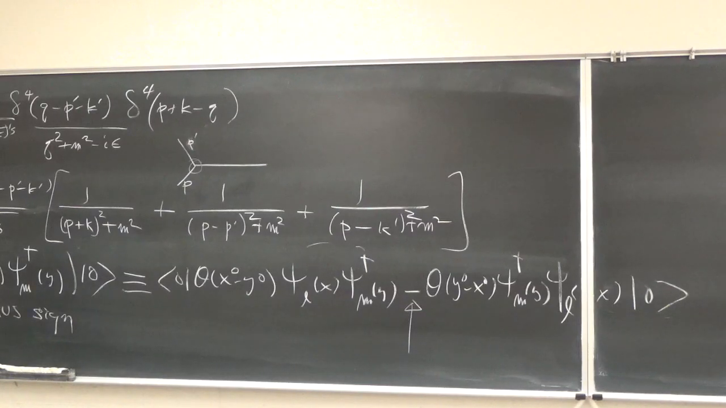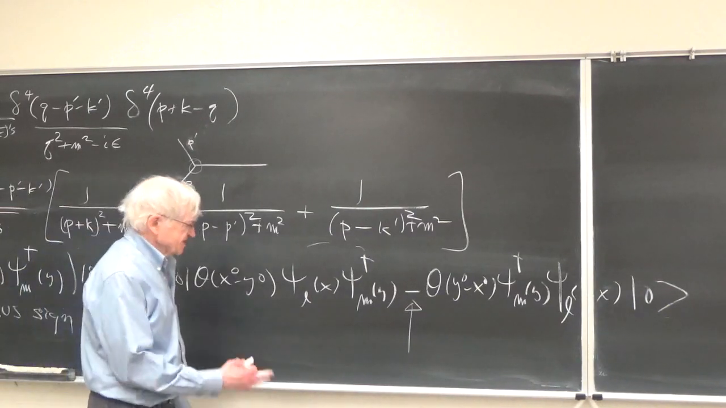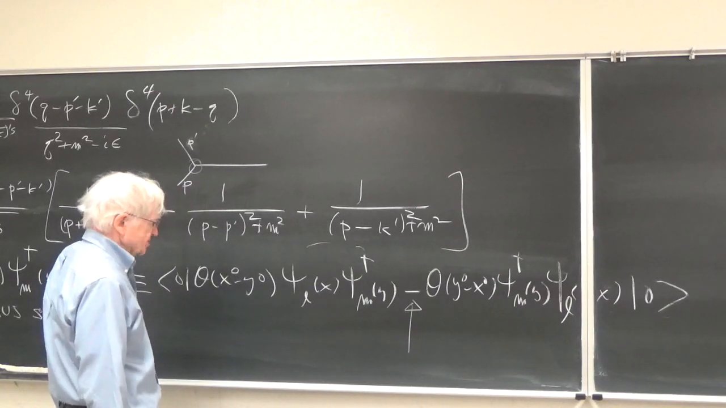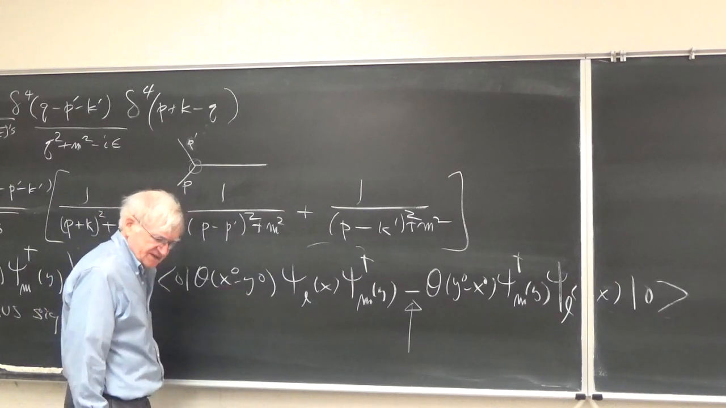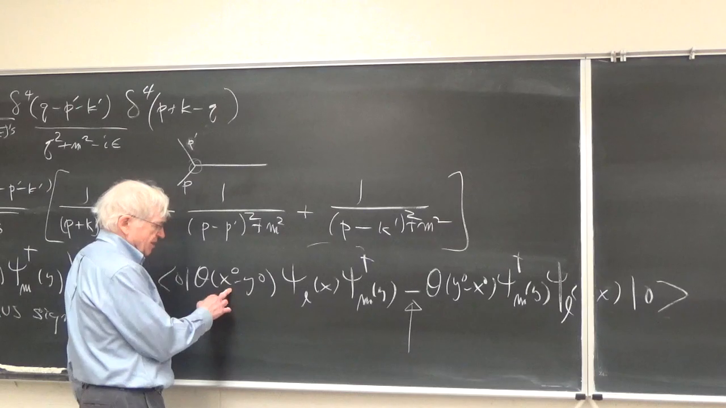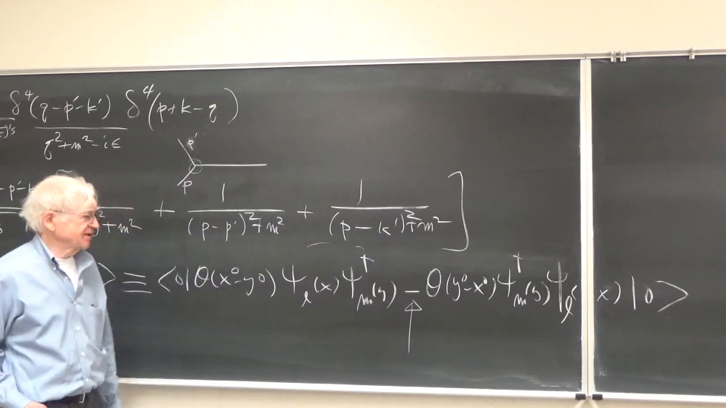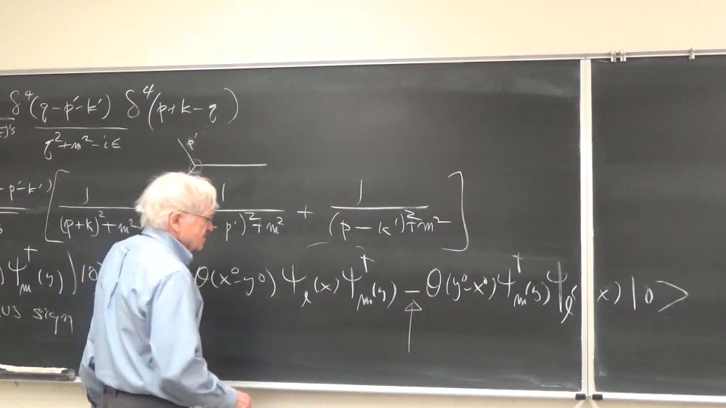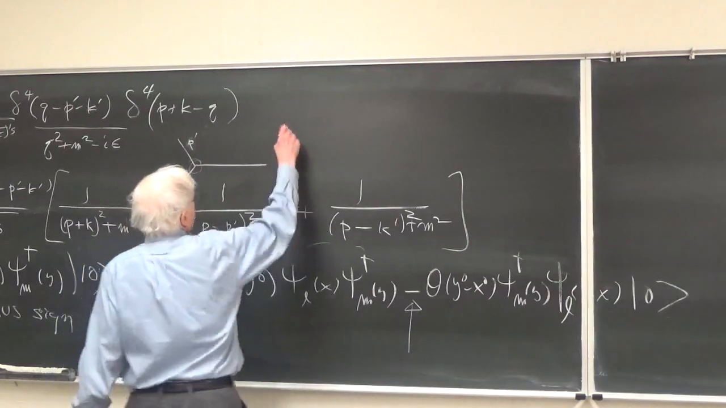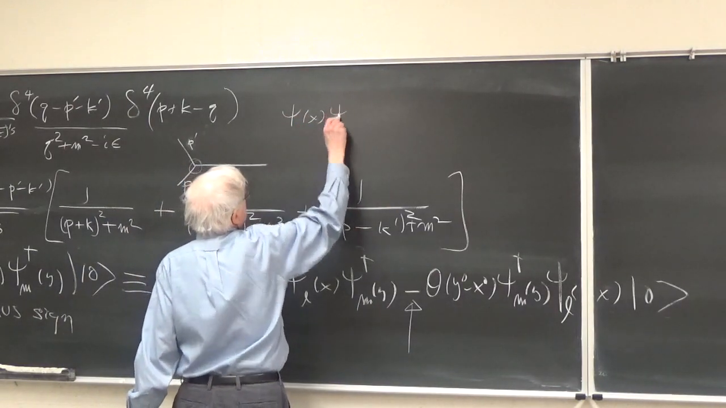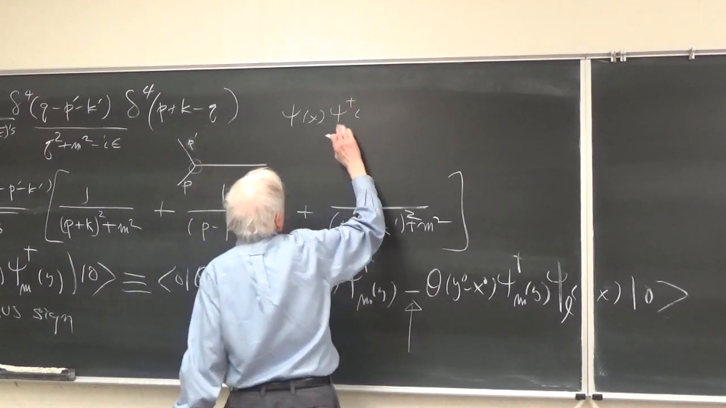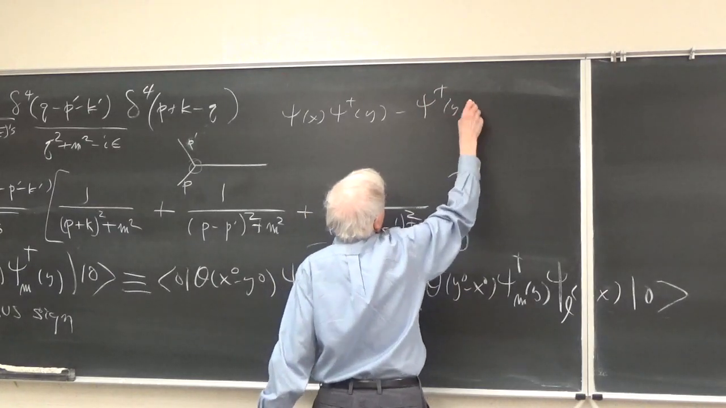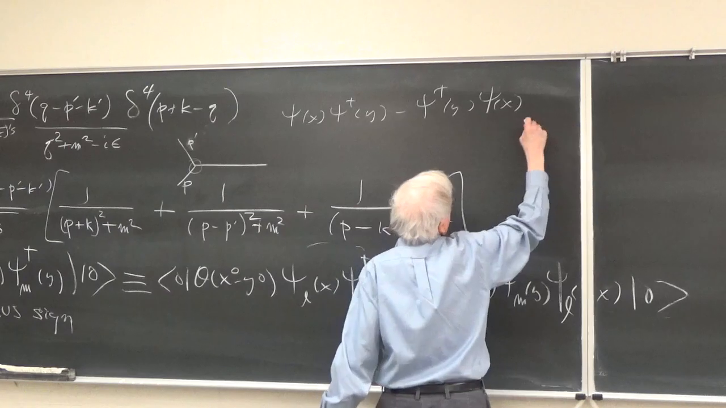Now, why do we put in the extra minus sign? Suppose you imagine that x0 is equal to y0, then you can imagine that theta of 0 is a half, because it's halfway between 0 and 1. So with the minus sign, what you have is psi of x psi dagger of y minus psi dagger of y psi of x. This is equal times.